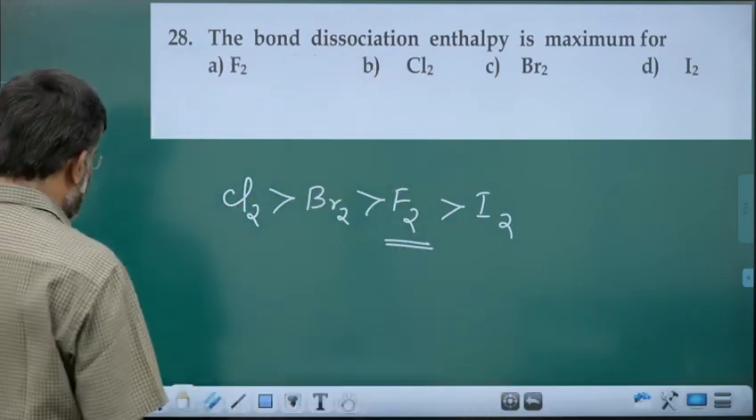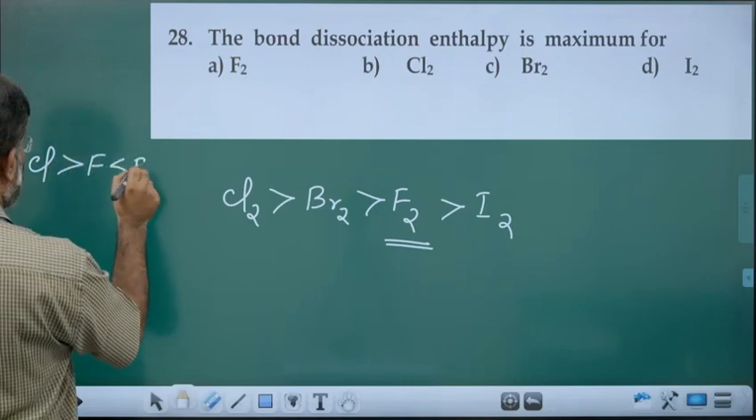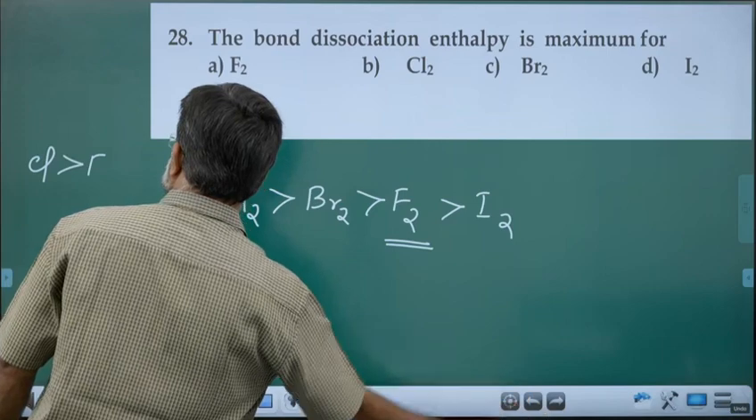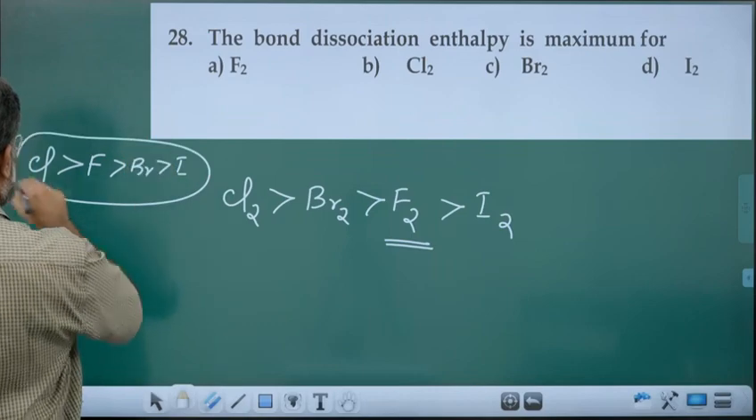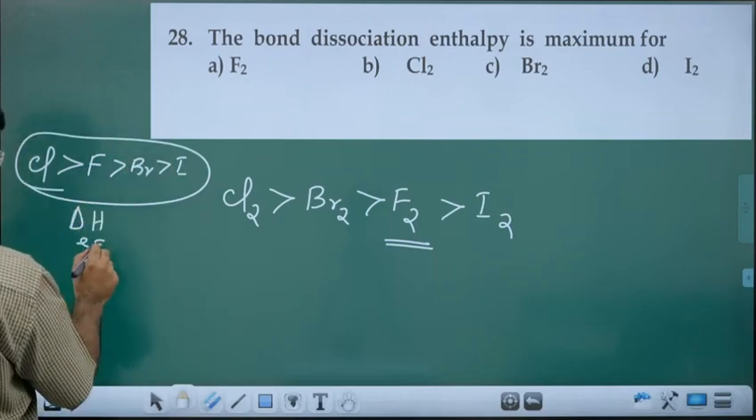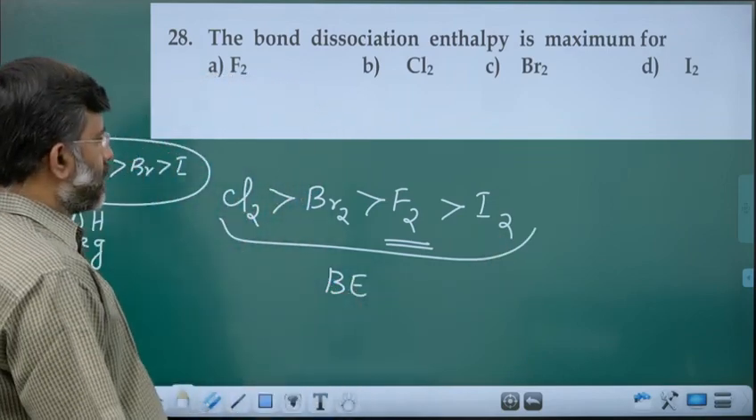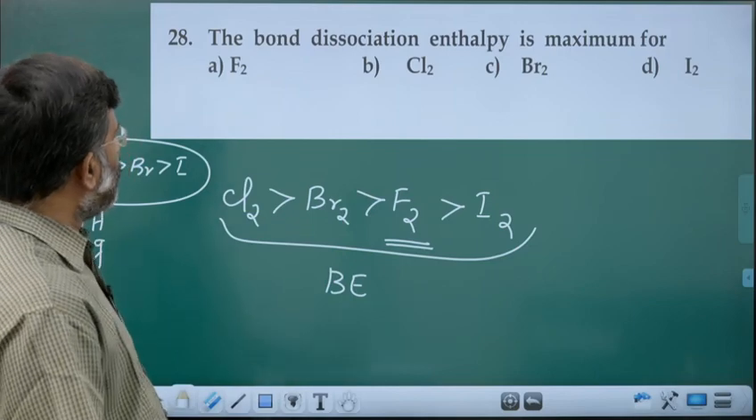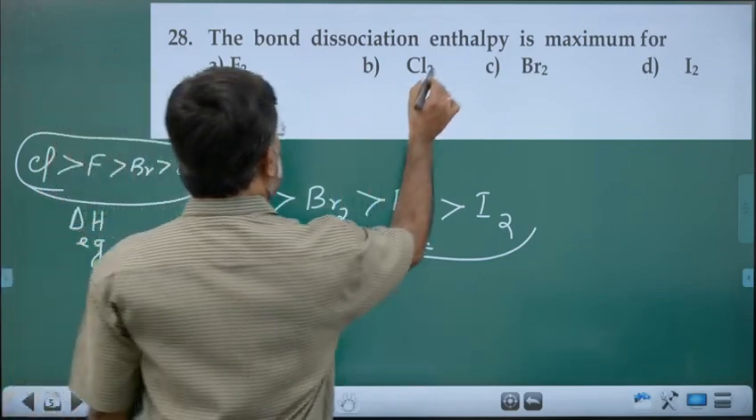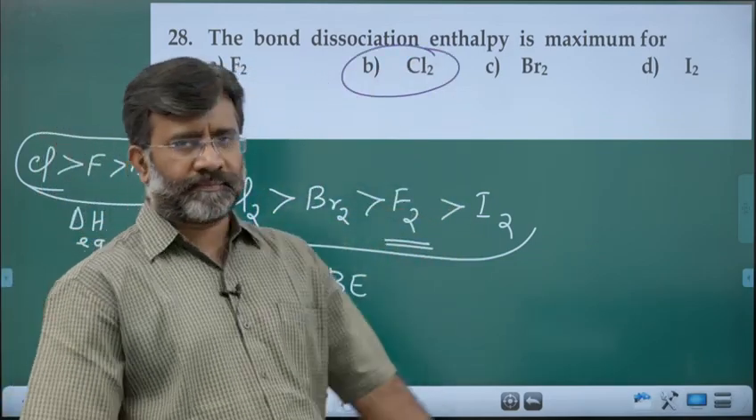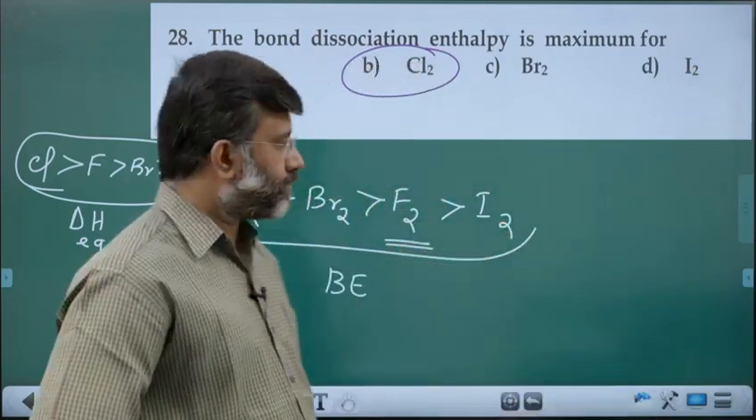Regarding electron gain enthalpy, chlorine maximum, then fluorine, then bromine, then iodine. This is for electron gain enthalpy. While bond enthalpy, this is the order, and fluorine comes only in the third position. Our point is maximum, and no doubt chlorine is the answer. Option B. Right? After chlorine, then bromine, then fluorine, then iodine. Next.